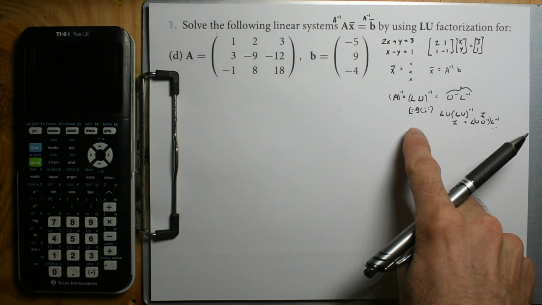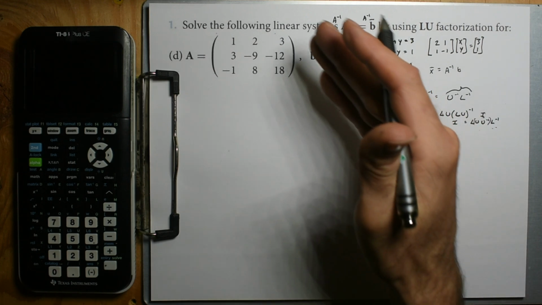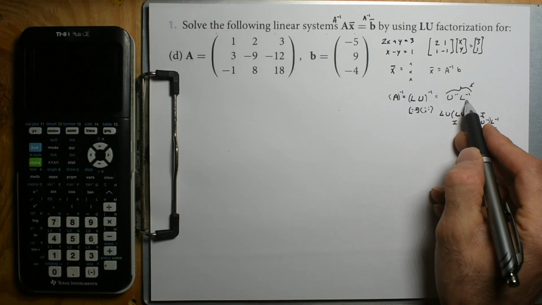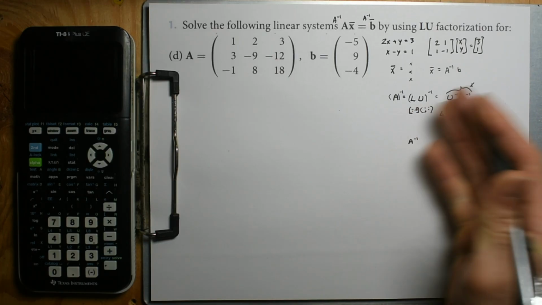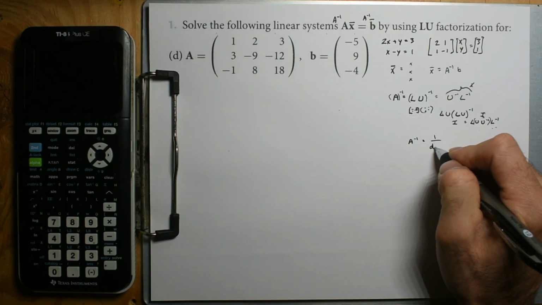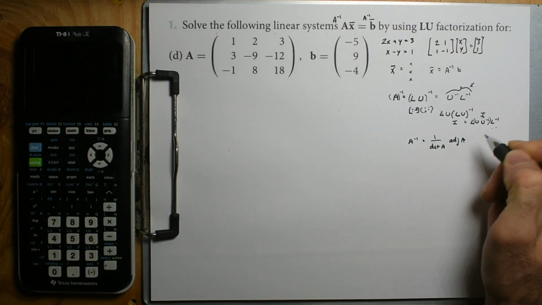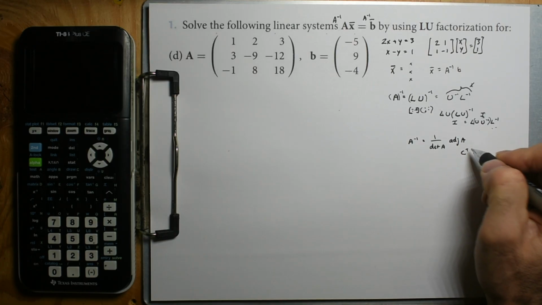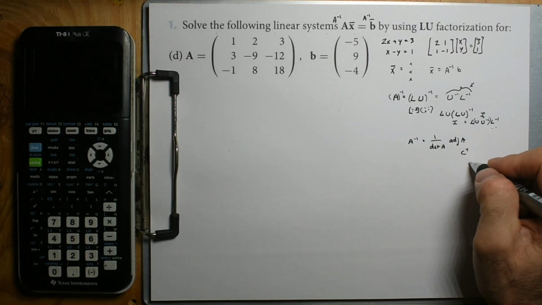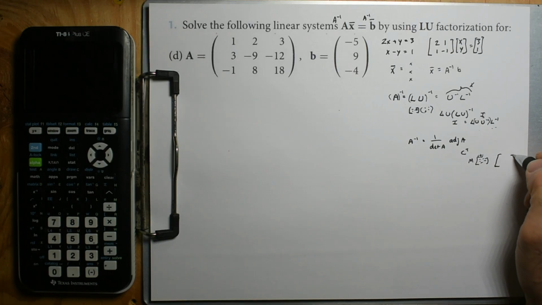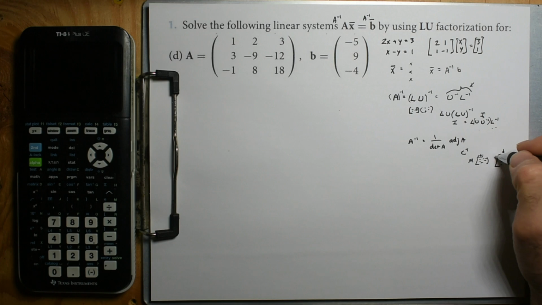So I'm going to get a lower and then an upper, but to get the inverse, I need the inverse of an upper and the inverse of a lower. The inverse of any general matrix is 1 divided by the determinant of that matrix times the adjoint of that matrix. And the adjoint is the cofactor transposed. The cofactor transposed is the minor of all the locations, but with a sign change, either positive or negative, depending on what row and column it's in.